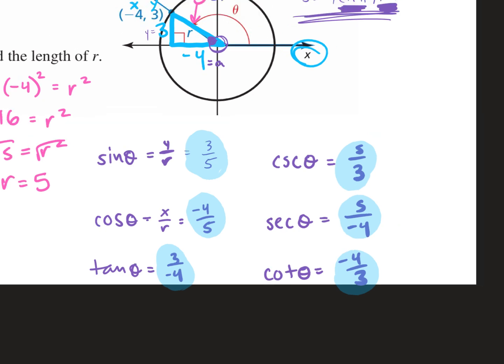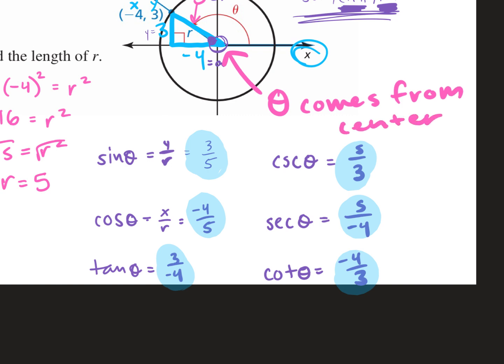So remember that theta always comes from the center. It's important to know, because when drawing triangles before, theta was always given to us. Here it's not going to tell you where theta is. If you put theta up here, your values would be different. Your sine, cosine, tangent would all be different. It always comes from the center for your theta.